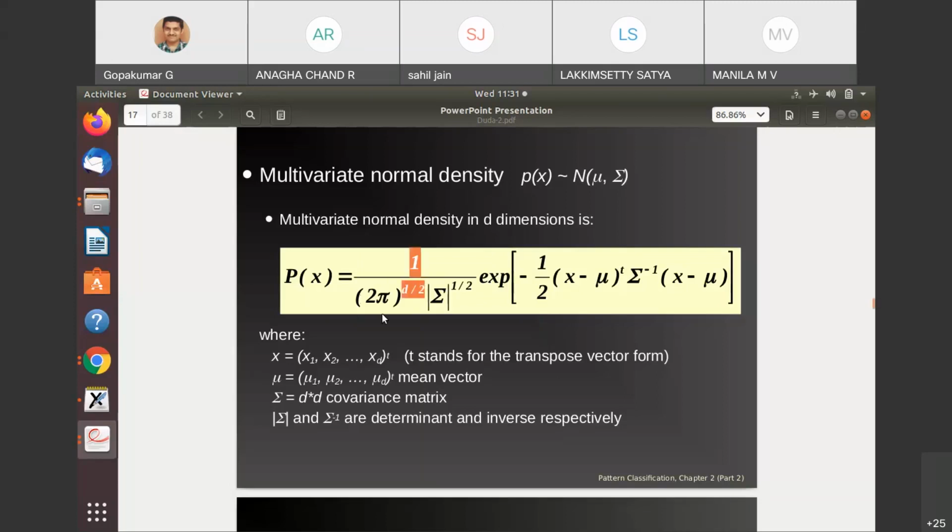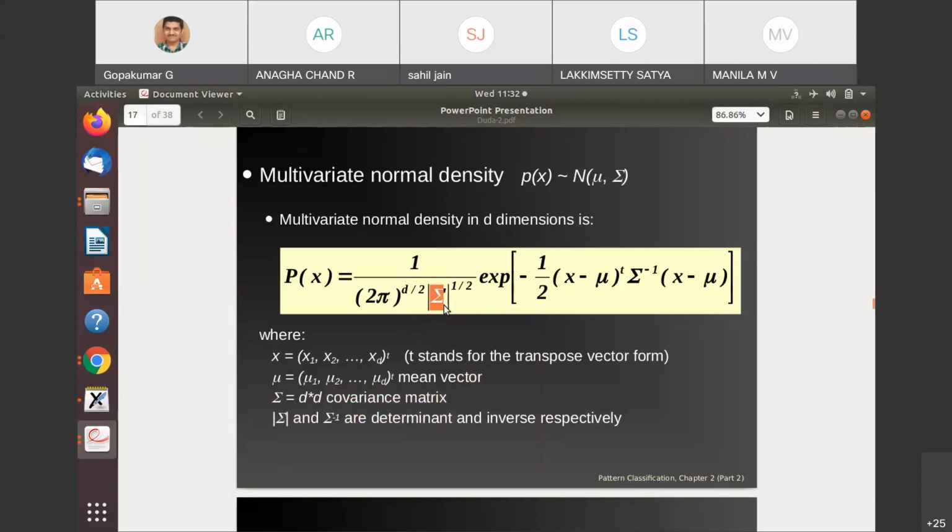Anyway, the equation is similar to the previous one, but some of the terms we have to consider separately. Instead of the square root of 2 pi, we have 2 pi raised to d by 2, so you can see that the number of dimensions comes in here. And sigma: earlier we had only a variance, meaning only one feature, but now we have to consider multiple variables and their variances. So sigma is what we call the covariance matrix.